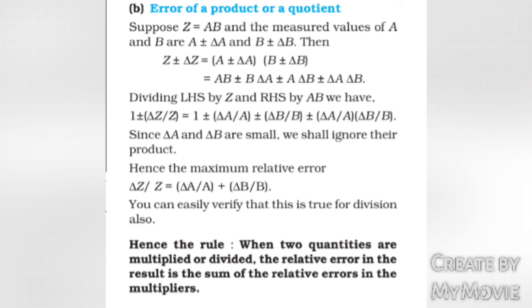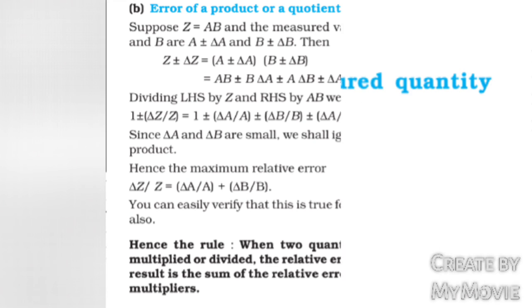Since ΔA and ΔB are small, we shall ignore their product. Hence the maximum relative error ΔZ/Z equals ΔA/A plus ΔB/B. You can easily verify that this is true for division also. Hence the rule: when two quantities are multiplied or divided, the relative error in the result is the sum of the relative errors in the multipliers.